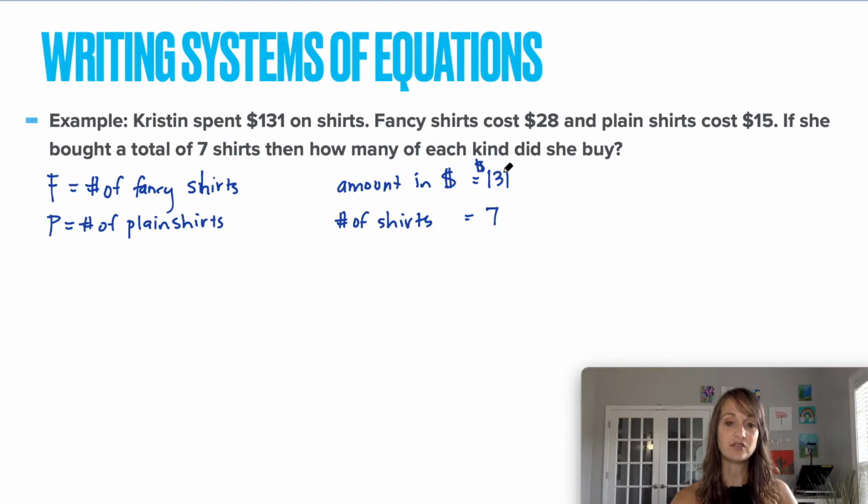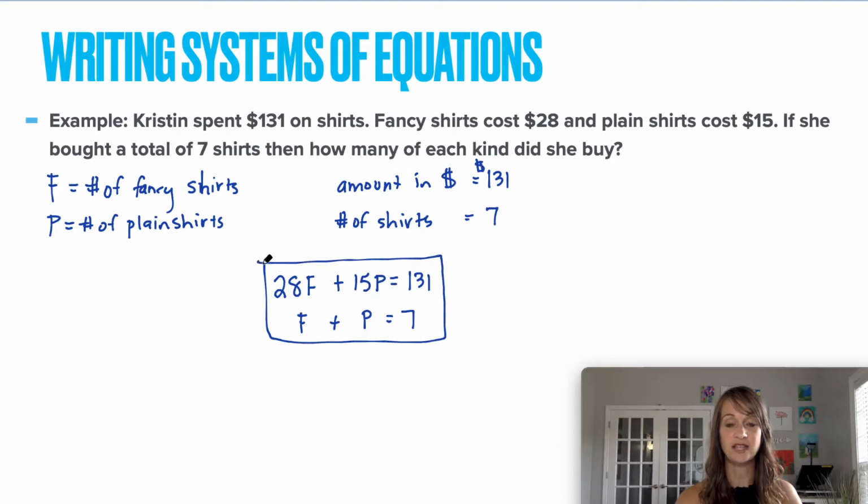So let's do the amount of money. We know that every fancy shirt costs $28. So I know that should be an F. I was about to write a P. I know that for every fancy shirt, it costs $28 for every one. And we also know that it costs $15 for every plain shirt that she bought. And we know that the total of that amount of money is $131. Now, we also know that if you were to add the number of fancy shirts and the number of plain shirts together, you would get 7 shirts. And you now have your system of equations that you can solve by either substitution or elimination.